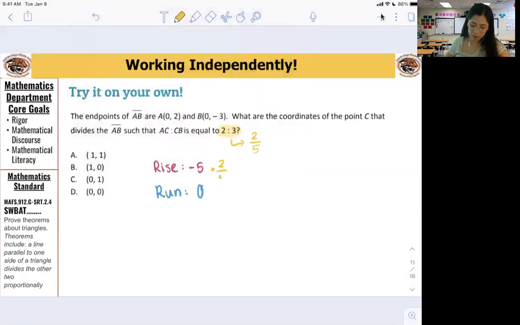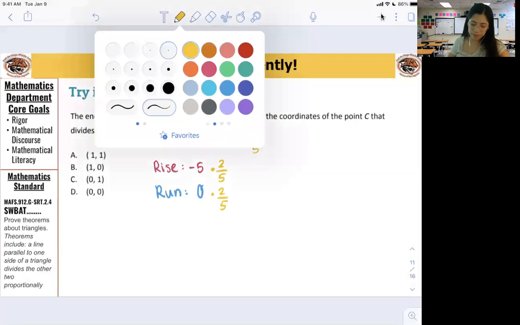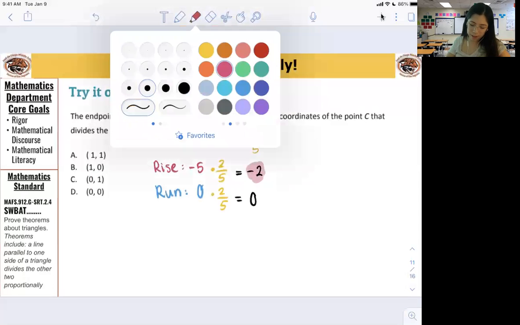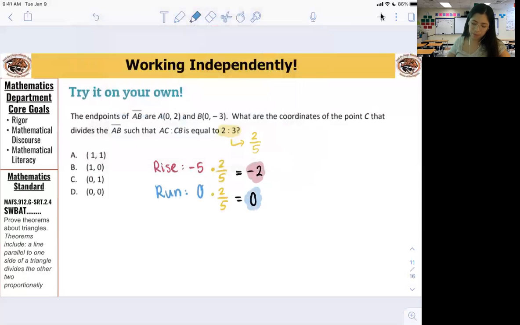So multiplying by 2/5 on both of these, what do I get for the rise? -5 times 2/5 is -2. 0 times 2/5 is, of course, going to be 0. Okay, so now I've got -2. What am I adding that to? Good, to the y value, which is 2.